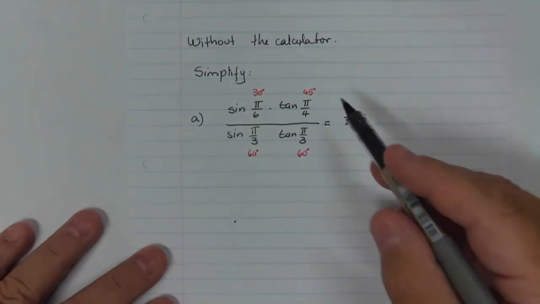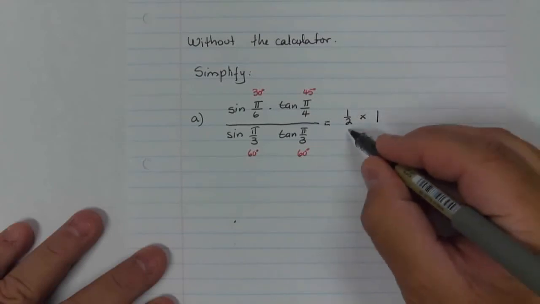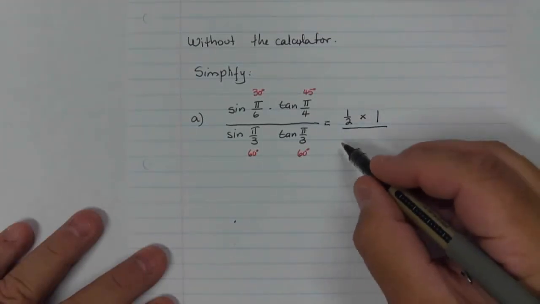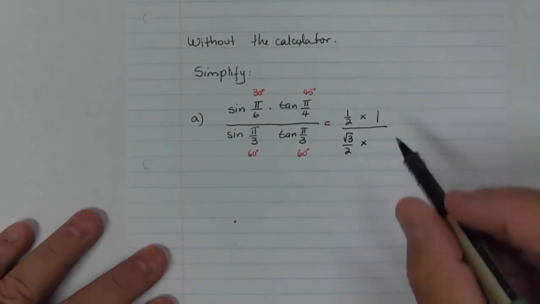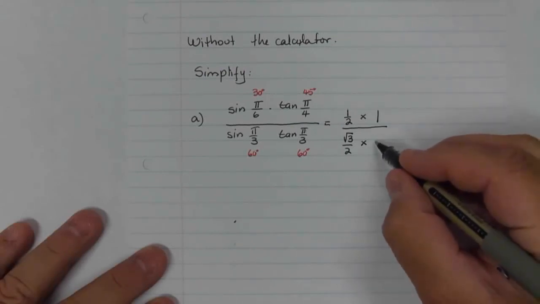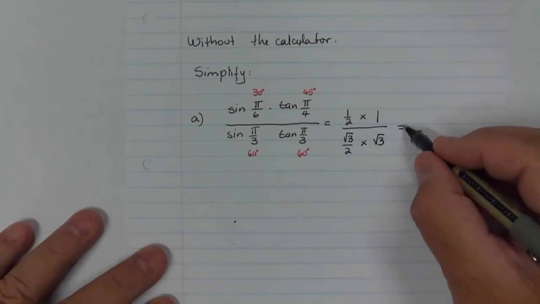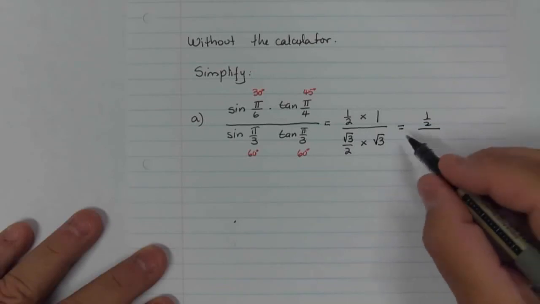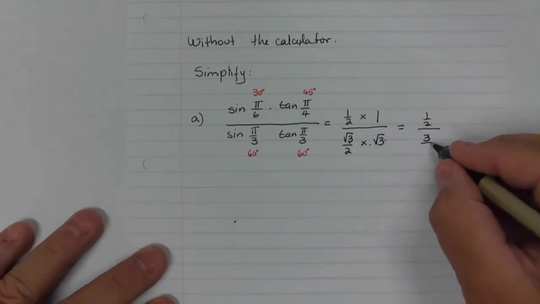That multiplies by the tan 45. Tan 45 is 1 over the sine of 60. Sine of 60 degrees is root 3 over 2, times the tan of pi over 3, or the tan of 60 degrees, which is equal to root 3. When you calculate that, using surds, that's going to give you a half over root 3 times root 3 over 2, which is equal to 3 over 2.